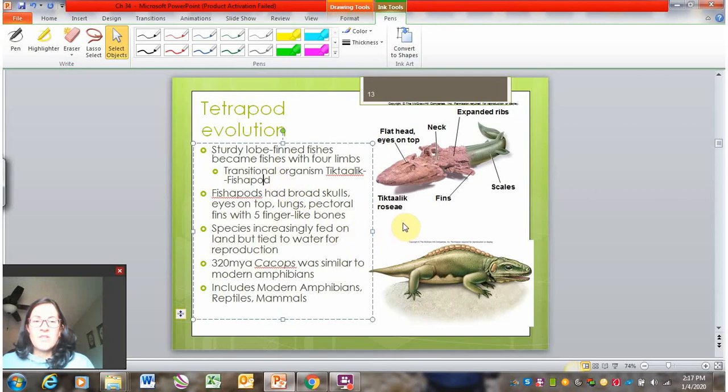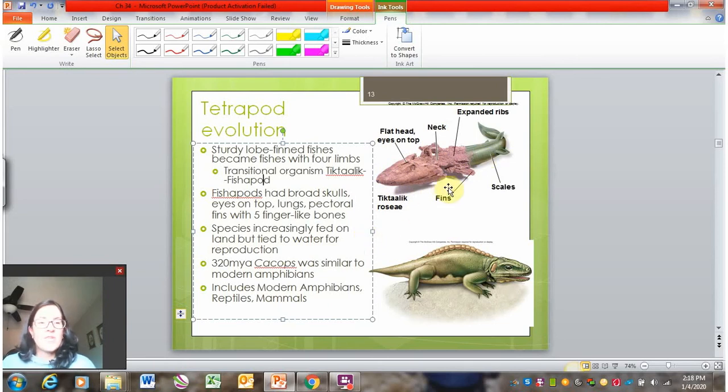And so fishapod is really interesting because it shows traits of both its fish heritage as well as its transition towards a limbed existence. So it has a broad skull and eyes on top, which suggests that it was peering above water. It had lungs like lobe-finned and other fishes had. And then it had pectoral fins that started to have bone structure more like a hand, so finger-like bones. The back of its body was very fish-like, and the front of the body was what was starting to look more like an amphibian.